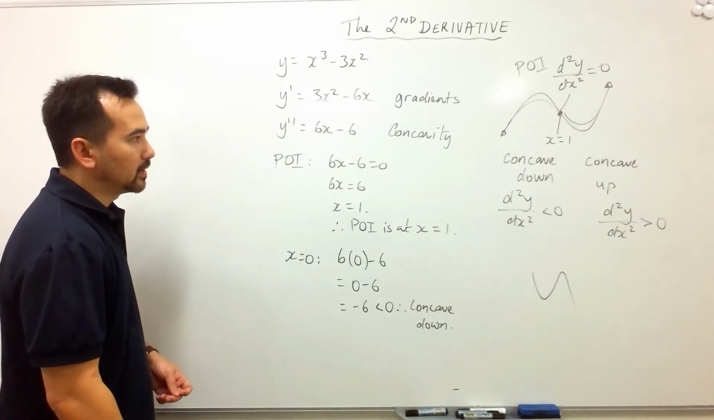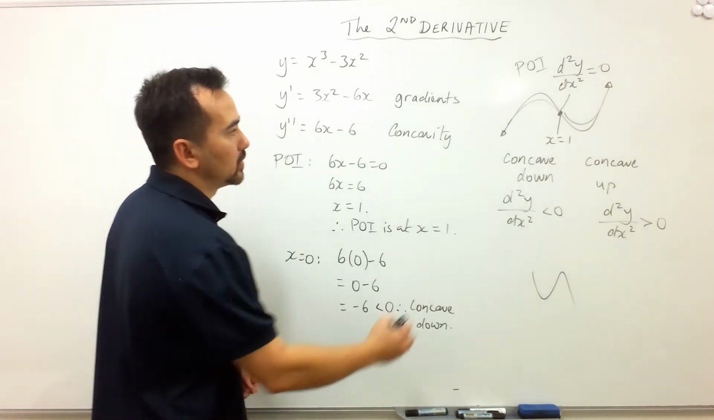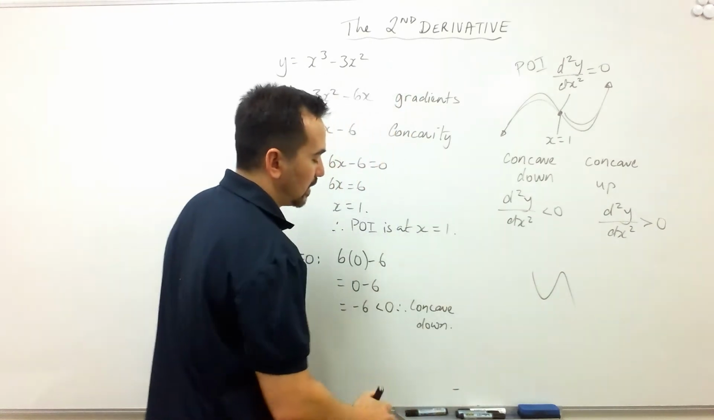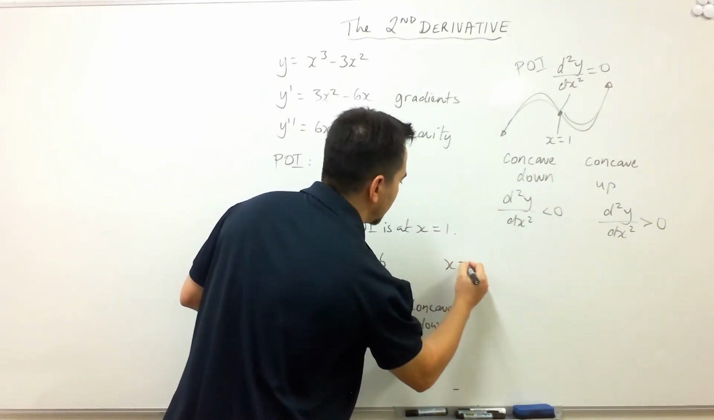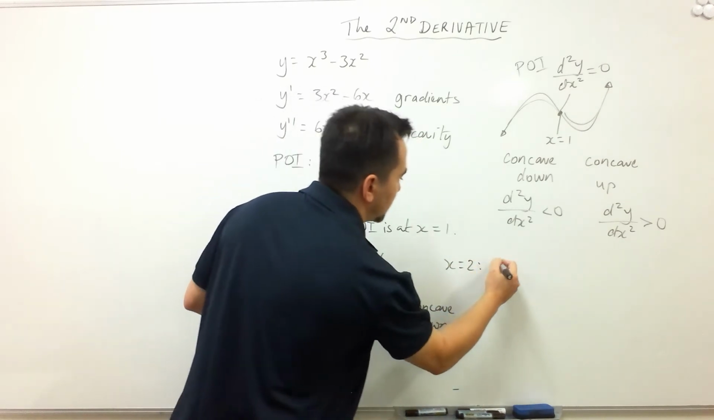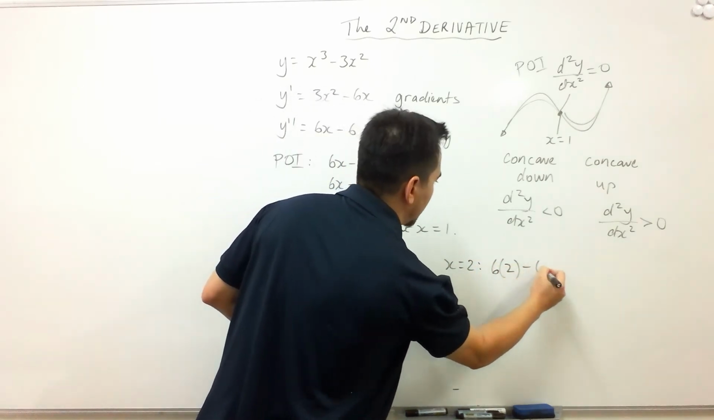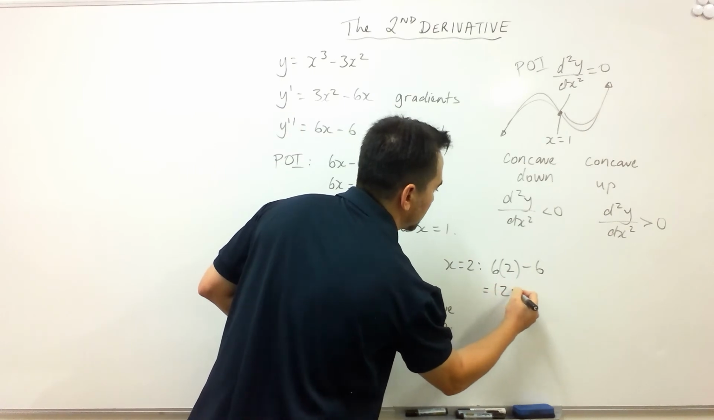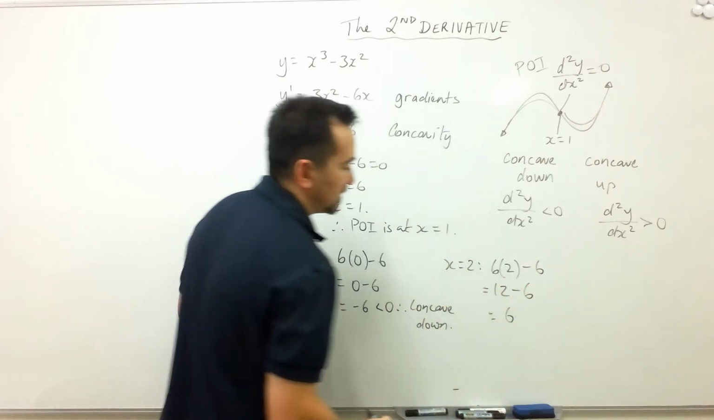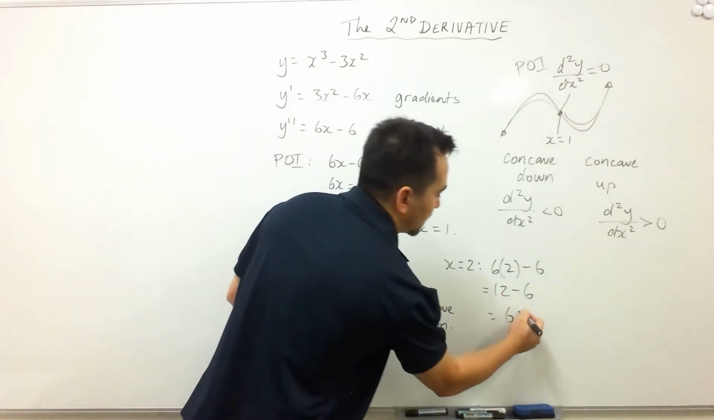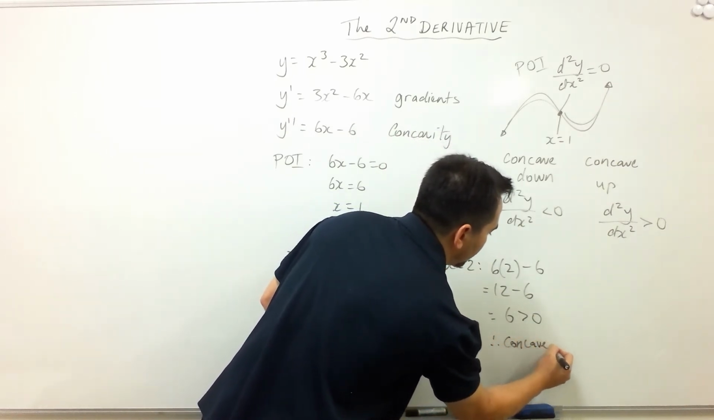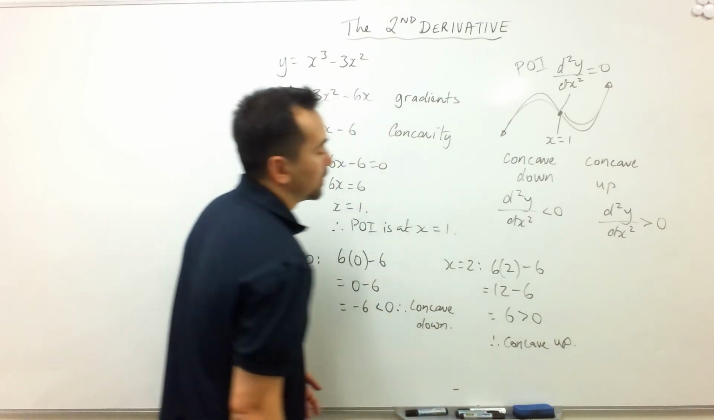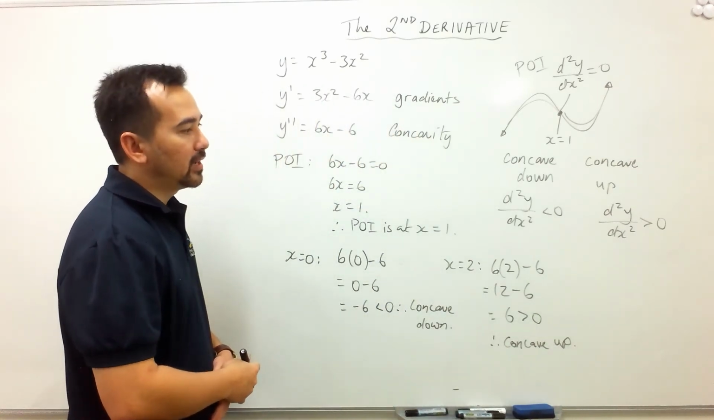And one more to go now. Let's choose a value to the right of x equals 1, like x equals 2. So at x equals 2, we have 6 times 2 take away 6, which is equal to 12 take away 6, which is equal to 6. Well, that's obviously greater than 0. Therefore, it is concave up. And there you have it.